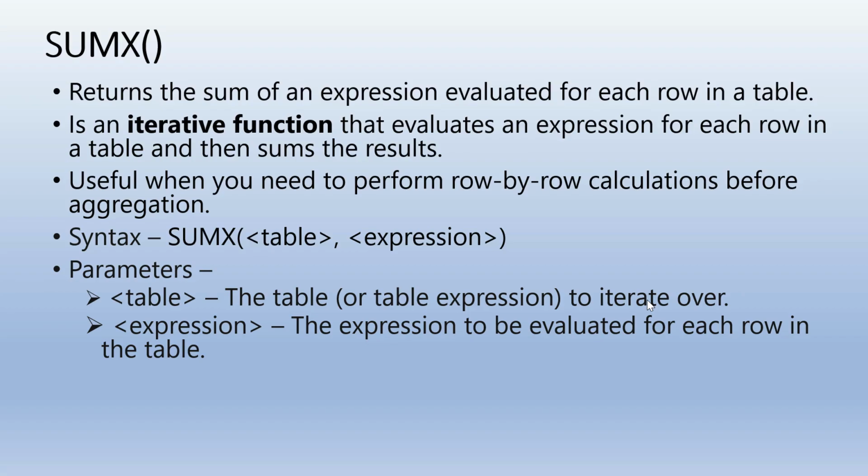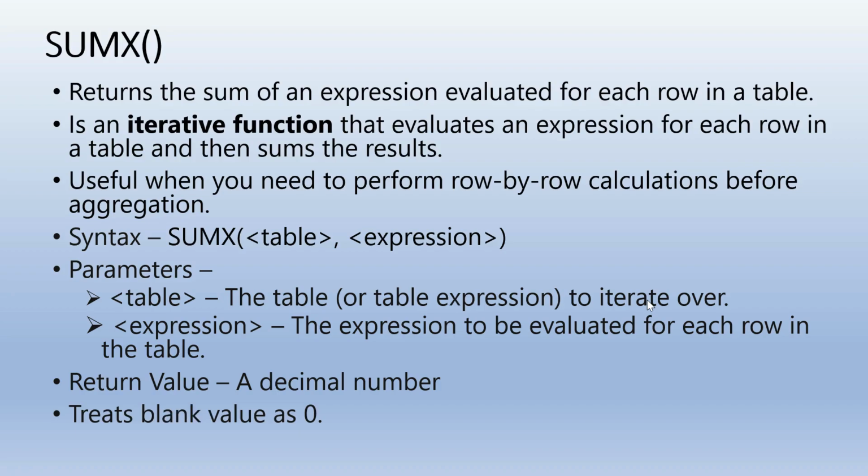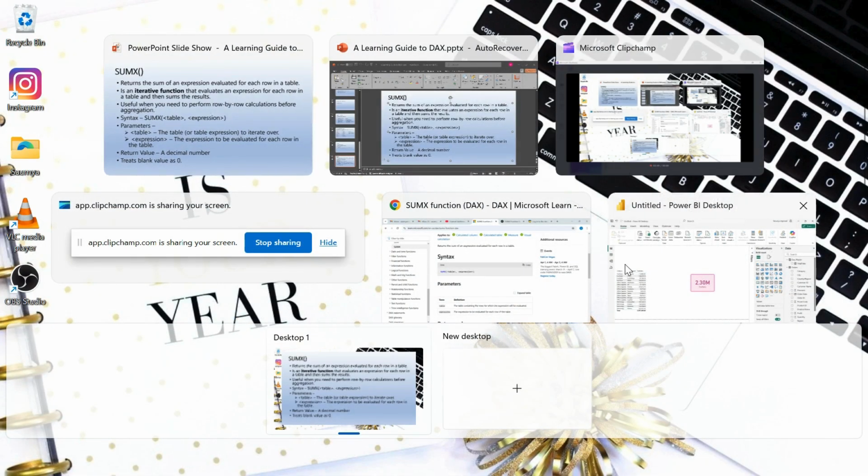The table is the one on which we are performing the calculation, and the expression is what we write to do our row by row calculation. Now, let's suppose we are performing a calculation on two columns and one of those columns contains a blank value, then what will happen? It will take that blank value as 0 and then perform the calculation, and it will return a decimal value. Now let us see an example in our Power BI desktop.